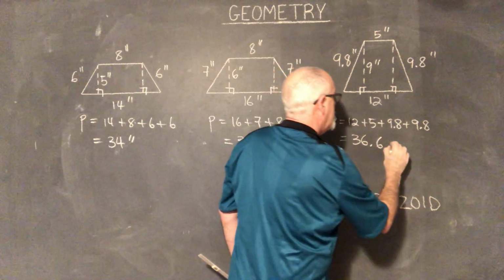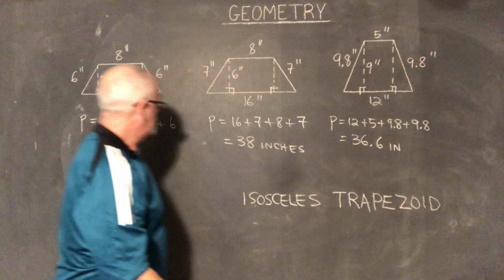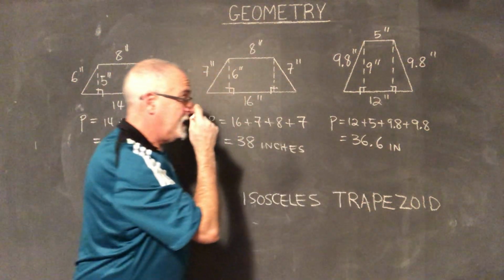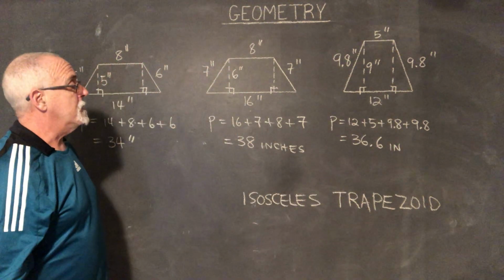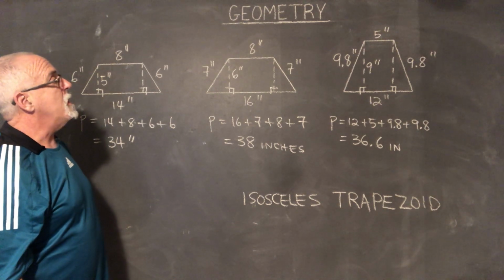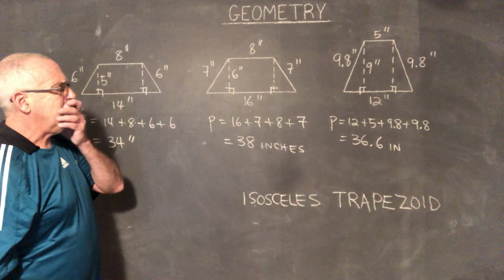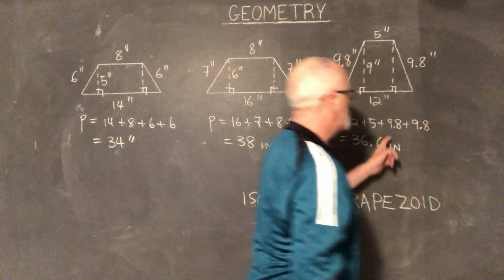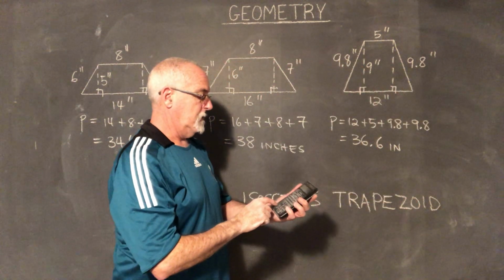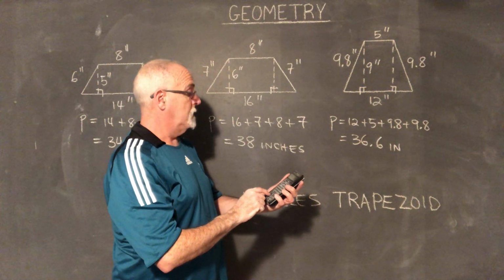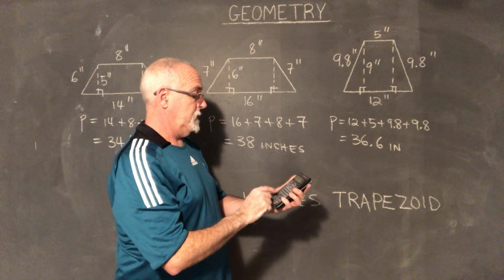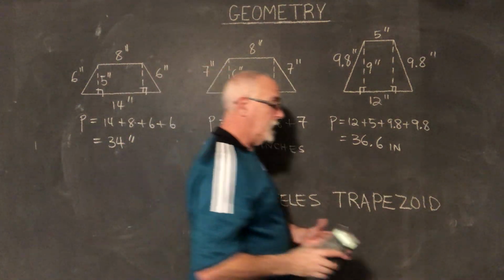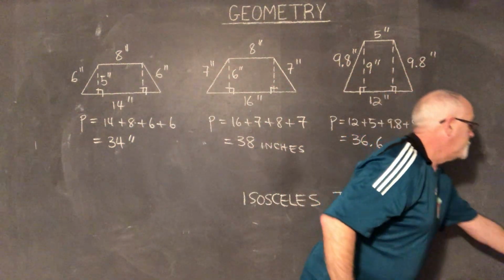36.6 inches. I use this symbol for inches, I use the word inches, and I use in for inches. None of them are squared, it's not an area, it's a perimeter. It is a distance, it is not an area. Okay, and I really feel like I should double check this, even though I feel like I'm pretty confident. 12 plus 5 plus 9.8 plus 9.8. 36.6, not bad. Okay, let's do some triangles.